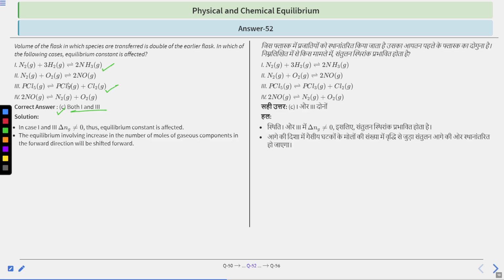But for 2nd and 4th, it is 0. Product side 2, reactant side 2, 2 minus 2, 0. Product side 2, reactant side 2, 2 minus 2, 0. But in the case of the 1st and 3rd reactions, delta Ng is not equal to 0, and thus the equilibrium will be affected. The equilibrium involving an increase in the number of moles of gaseous components in the forward direction will be shifted forward, right? So that's why only the reactions 1st and 3rd will get affected in these reactions. Hence our option C is the correct answer.